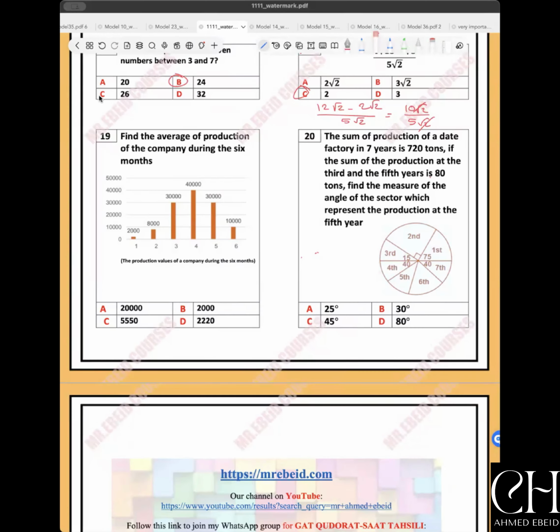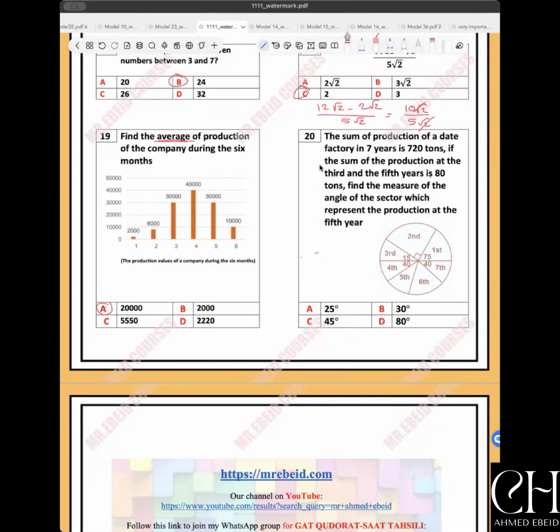For question 19, find the average of production of the company during the 6 months. This is the 6th month, this is the month, and this is the production of each month. You just add all of them and divide by 6, because the average is their sum over their number. So we add 2,000 plus 8,000 plus 30,000 plus 40,000 plus 30,000 plus 10,000, divided by 6. The answer will be 20,000.